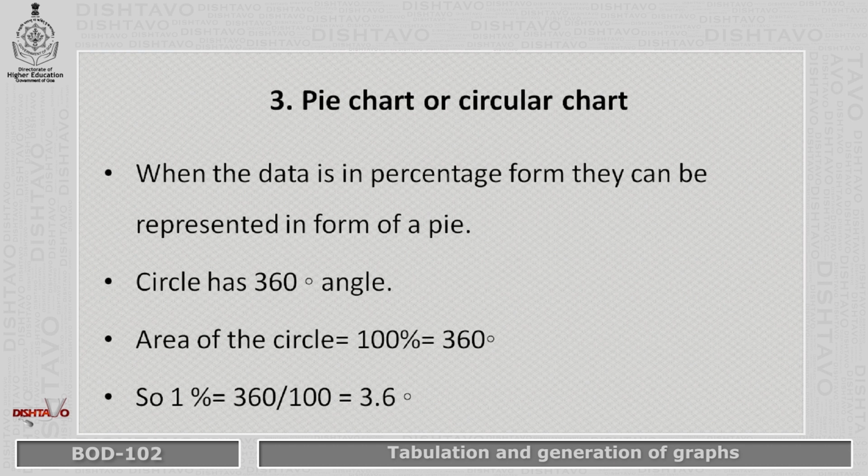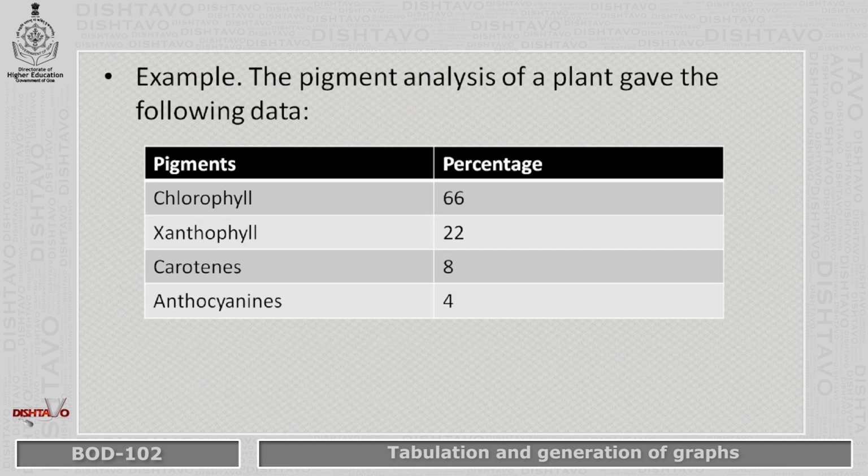The third type is pie chart or circular chart. Here the data is presented in a pie chart. When the data is in percentage form, they can be represented in the form of a pie. Now you will know that the circle has 360 degrees angle. So the area of circle is considered as 100%, which is equal to 360 degrees. So 1% of 360 degrees comes to 3.6 degrees. So let's take an example here.